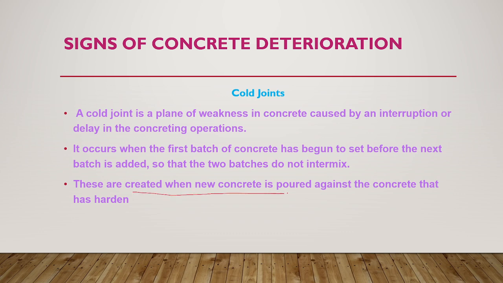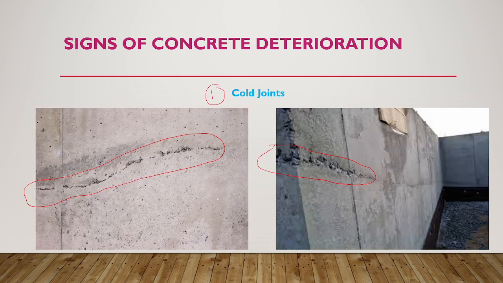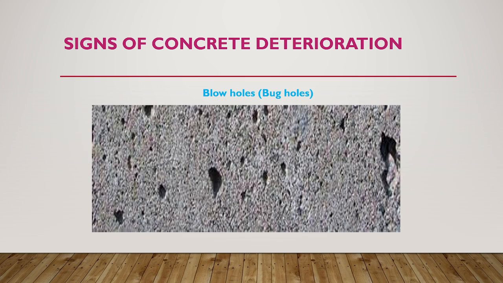when new concrete is poured against concrete that has hardened. It means first you pour some level of concrete, and then this concrete gets hardened. Okay, and after that, sometimes you pour some new fresh concrete, and at that time you can observe such kinds of cold joints. So this is the first sign of deterioration.